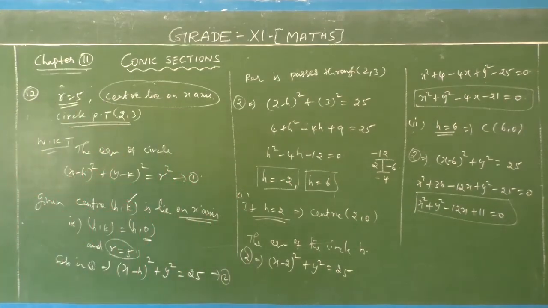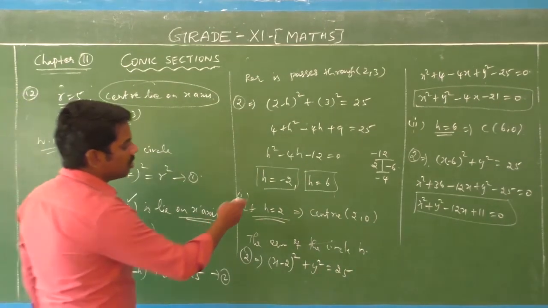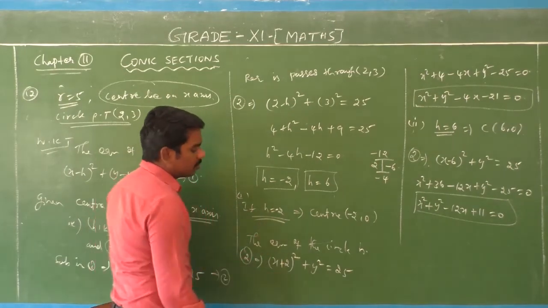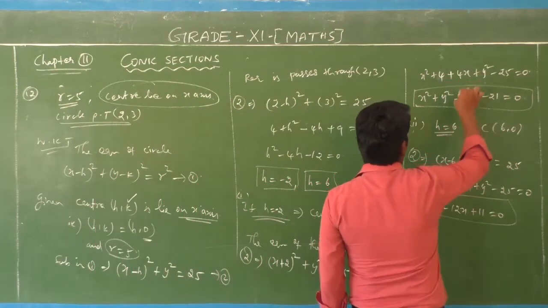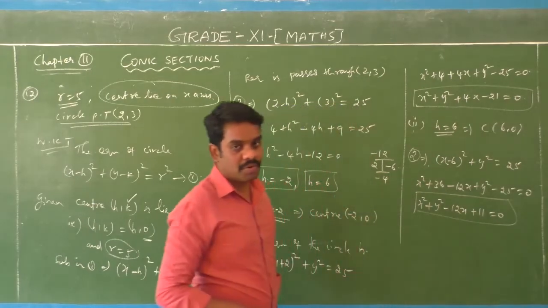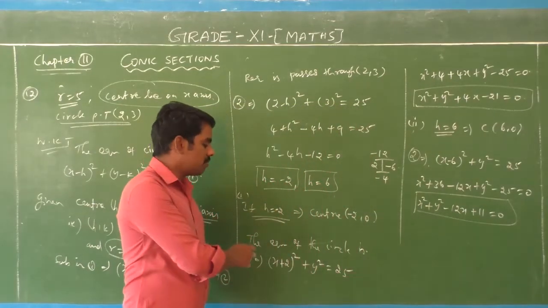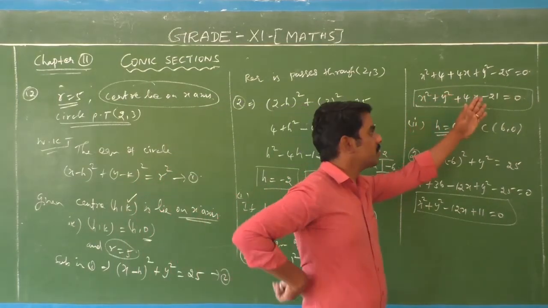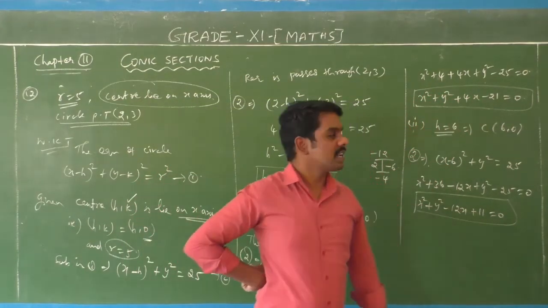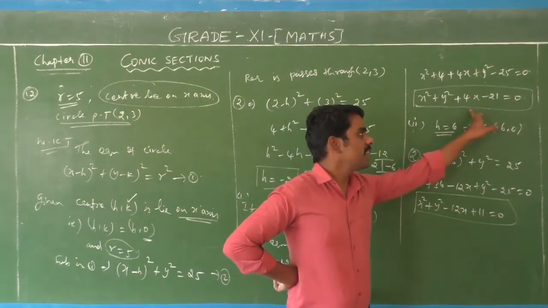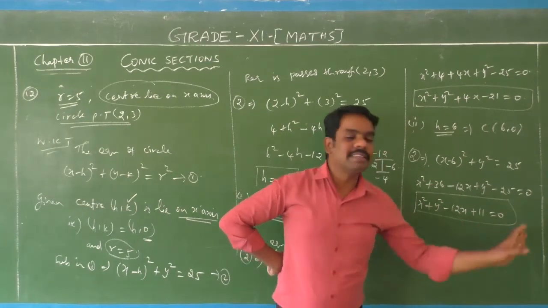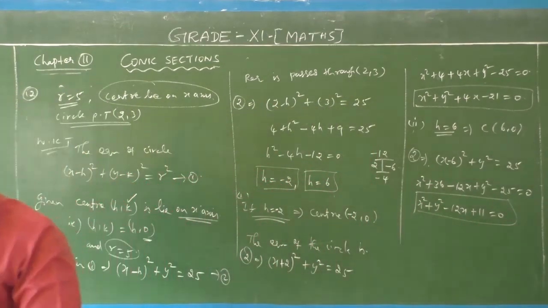Okay, very simple question. Sorry, here x equal to minus 2. So substitute (minus 2, 0). So (x plus 2) the whole square, a small change: x equal to minus 2 means (x plus 2) whole square. So x square plus 4 plus 4x plus y square minus 25 equal to 0. So our required equation of the circle is x square plus y square plus 4x minus 21 equal to 0, and x square plus y square plus 4x plus 11 equal to 0. Okay, right.